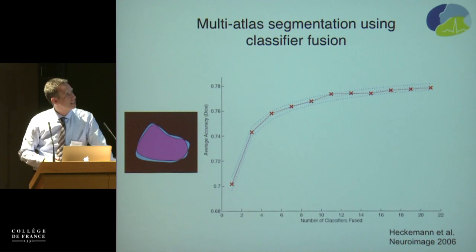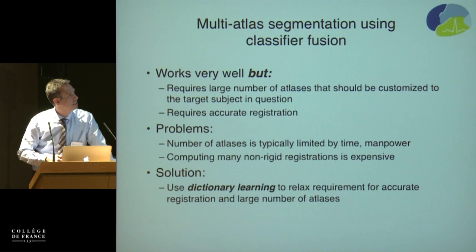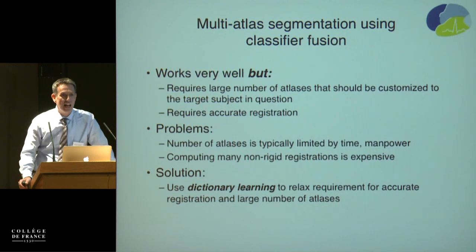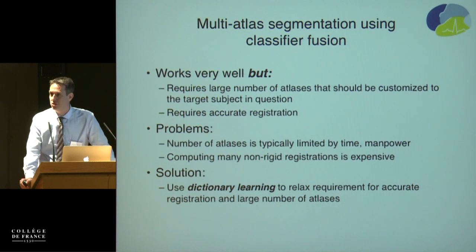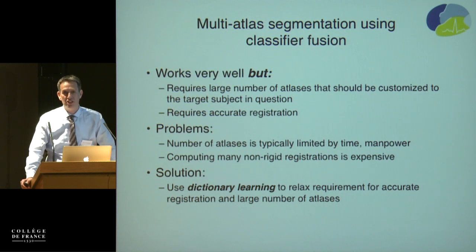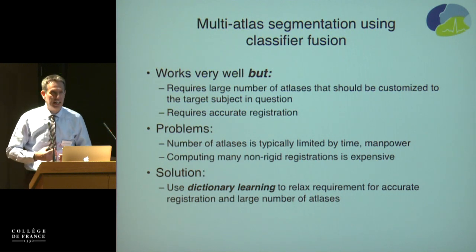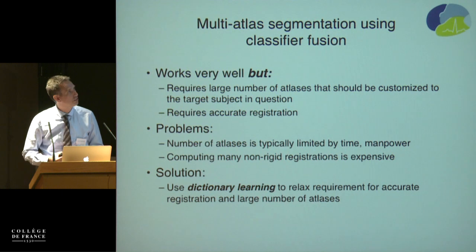And there are several reasons for why we're not doing well enough. One thing is, it turns out that the more atlases we have, the better we will do. And getting a very large number of atlases is very, very costly because they have to be labeled by experts. So it's a very, very expensive process.